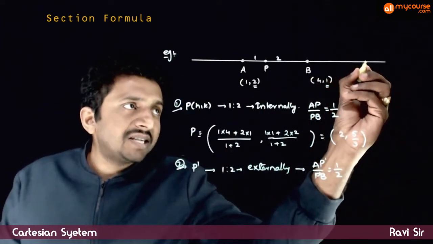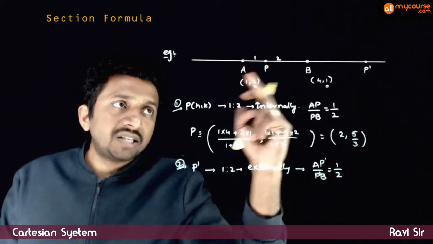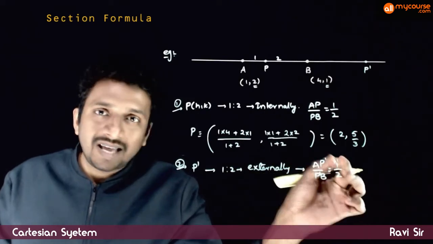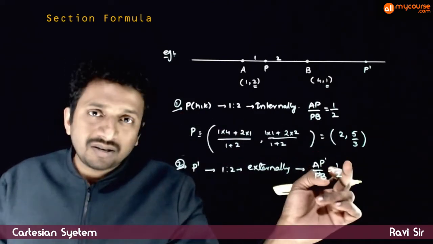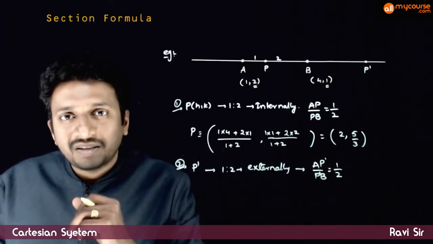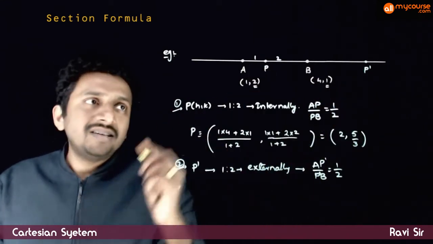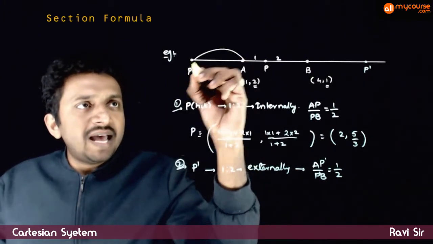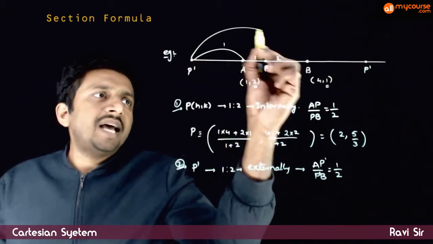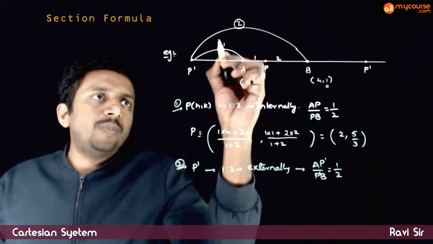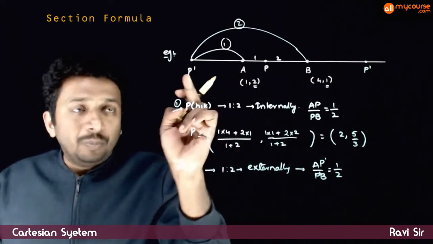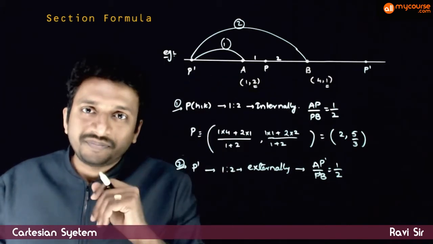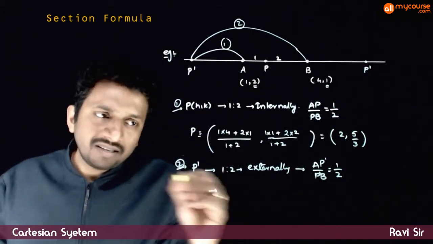So as you can see, if P dash lies here, AP dash will always be more than BP dash. But I want AP dash to be less than BP dash. So obviously P dash cannot lie on this side. So P dash will lie somewhere here, such that AP dash is one part, P dash B is 2 parts. So P dash will lie on the side of AB, on the side of A. So what are the coordinates of P dash again?